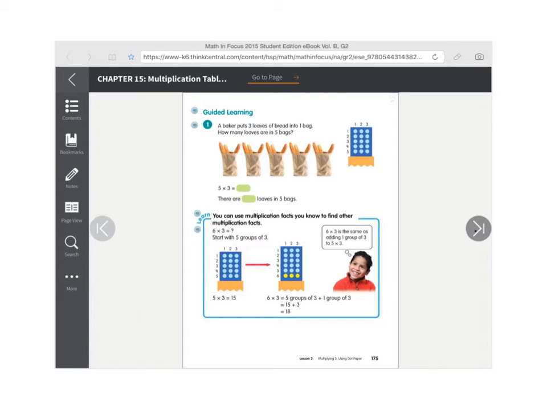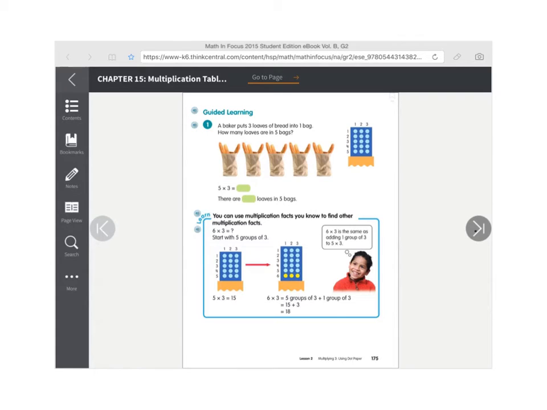So I can either hold up 5 fingers and skip count by 3, or I can use my array to help me figure out this problem. So I'm going to skip count by 3 5 times. 3, 6, 9, 12, 15. So I know that 5 times 3 equals 15.